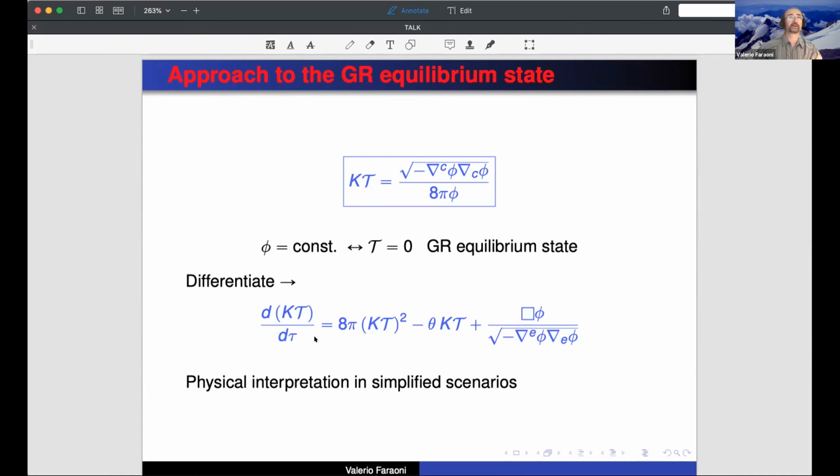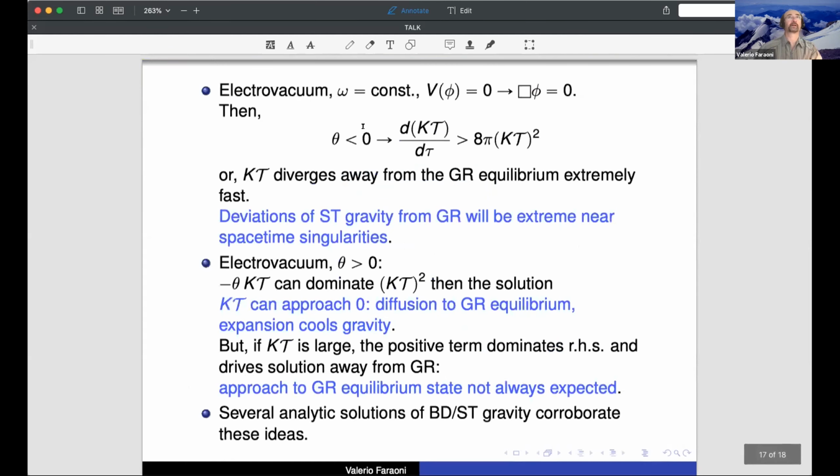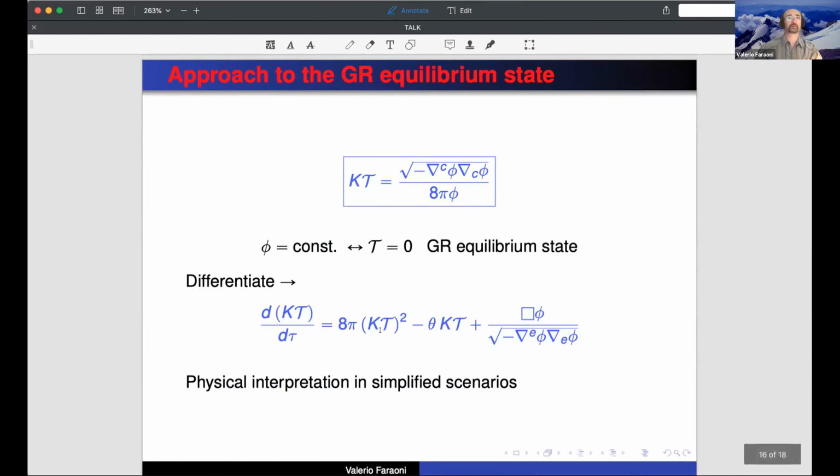We don't have an equation of approach to equilibrium coming from a distinct theory, but just by differentiating this relation here, you get an equation that describes approach to equilibrium. This is a posteriori: we already know the solution, we derive the equation from it. It's fairly complicated, but we can consider simplified scenarios. For example, suppose that the second term is zero, and that can happen in electrovacuum, if you take a Maxwell constant and zero potential, then box phi is equal to zero. Then the equation that describes the approach to equilibrium has only the first term on the right-hand side and the second term.